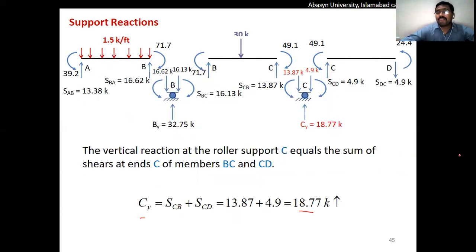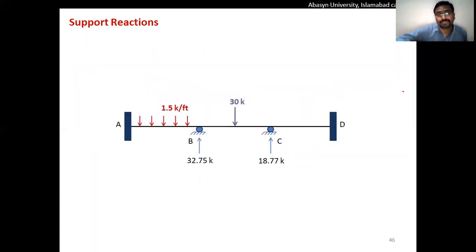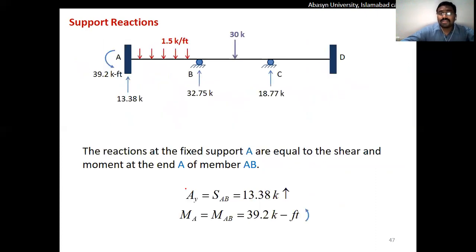And as far as part D is concerned, we have only one shear. The reaction will be again the shear in DC, which is a value of 4.9 kips. So we have calculated the support reactions as well by using the support member and shears. We have the reaction at point A, which is 13.38, and we have a reaction at D, which is minus 4.9 kips as well.